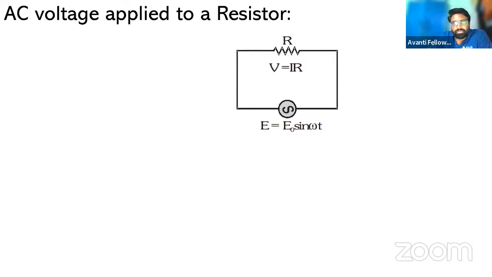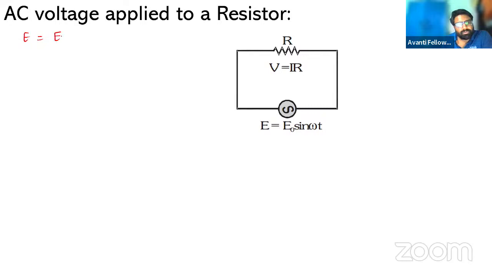So what is the procedure now? How to get the current expression so that we could compare it with the potential difference over the voltage. So we know that V is equal to, here E is given.